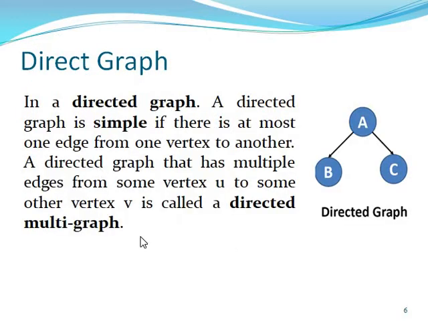So what is a directed graph? A directed graph is simple if there is at most one edge from one vertex to another. It means at most one edge connects to another vertex. You can see here that this is one vertex and the edge has a particular direction. The direction is denoted from A to B. So this is called a directed graph, a representation of the graph with a particular direction between vertices.